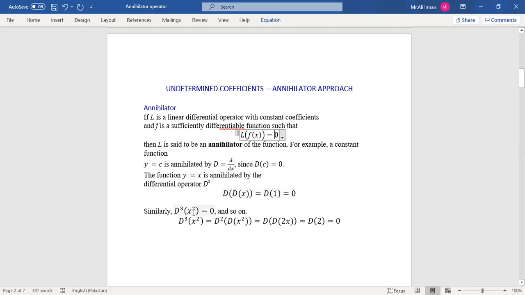If we have the function x squared, its annihilator operator will be D cubed. You should know one thing: if we have a variable x to some power, its annihilator operator will be one order greater than that. If we have x cubed, the annihilator operator will be D^4. If we have x to the power 4, the annihilator operator will be D^5.